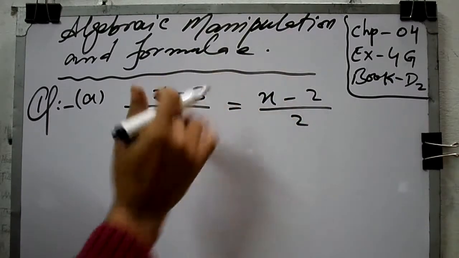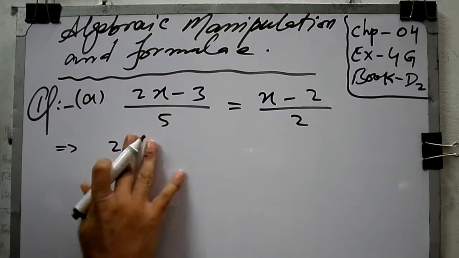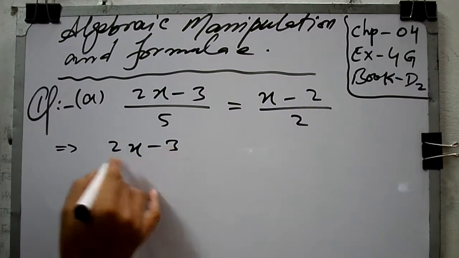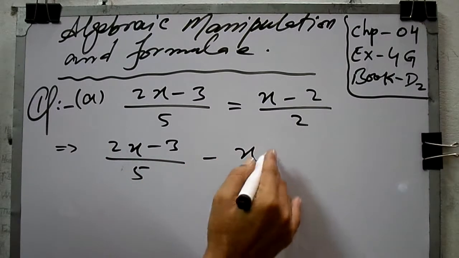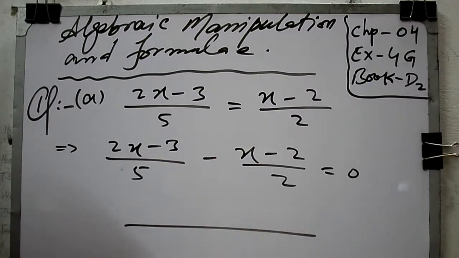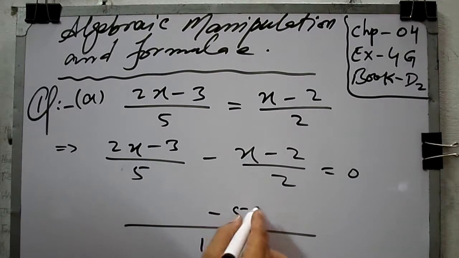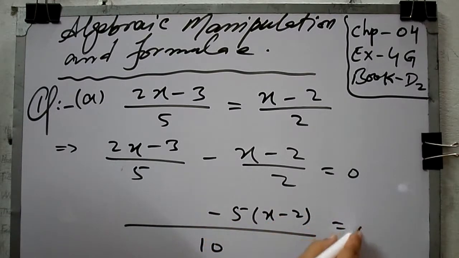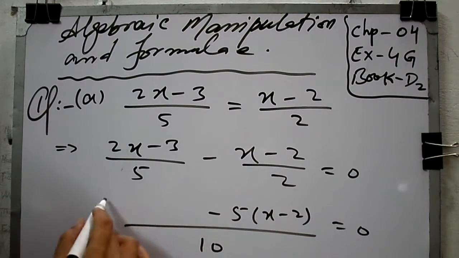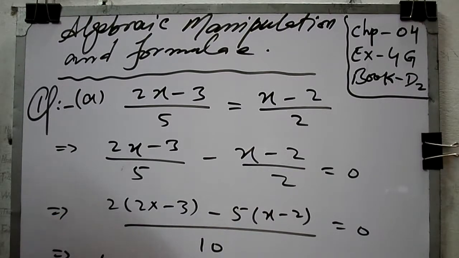So first of all, you have to change the sign of equality, that is 2x minus 3 divided by 5 minus x divided by 2 is equal to 0, because we have to solve this question by the LCM methodology. So taking LCM, 10 is your LCM, so 5 into x minus 2 is equal to 0. 5 2s are 10, so you will get 2, so multiply with the numerator, that is 2x minus 3. So by simplification you will get 2 2s are 4x, minus 6, minus 5x plus 10.